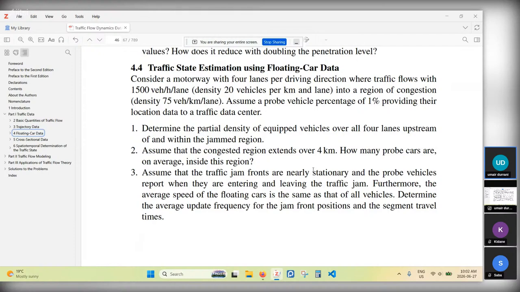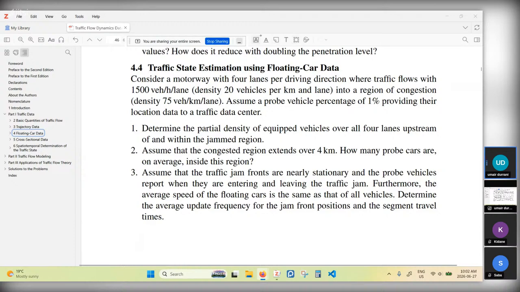Let's try to solve the first part of the question, which is asking for determining the partial density of equipped vehicles for all 4 lanes upstream of and within the jammed region. So just to review, floating cars are a limited number of vehicles which have the sensors or use smartphones to collect data out of the total traffic. The probe vehicle percentage that is given to us is represented as theta in this chapter. So let's highlight that. This is the probe vehicle percentage of 1%, and this is theta.